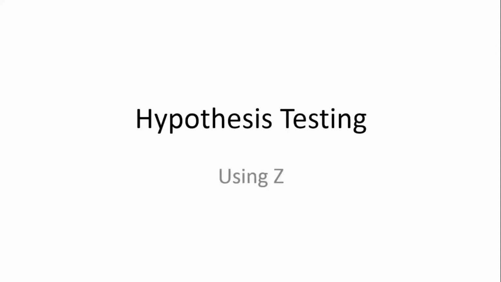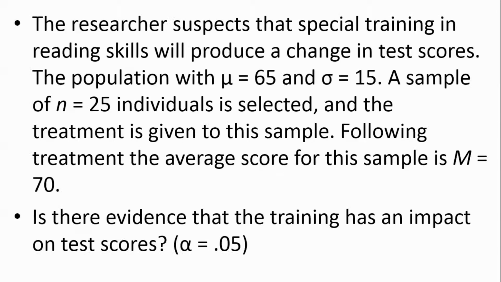Hi, welcome. Today we're going to be looking at how to run a hypothesis test using z-scores. The example we're going to be using is as follows. The researcher suspects that special training in reading skills will produce a change in the test scores.